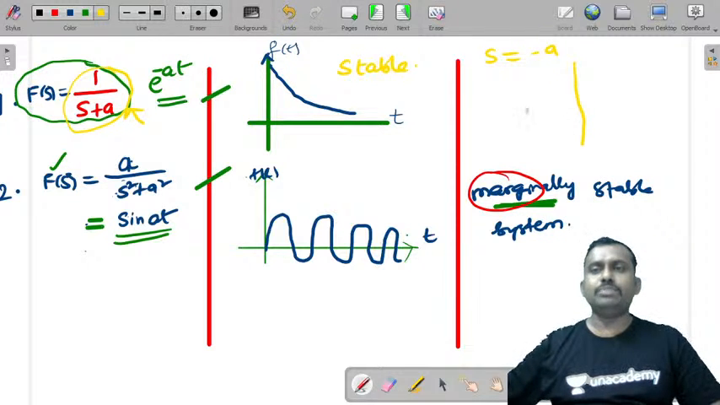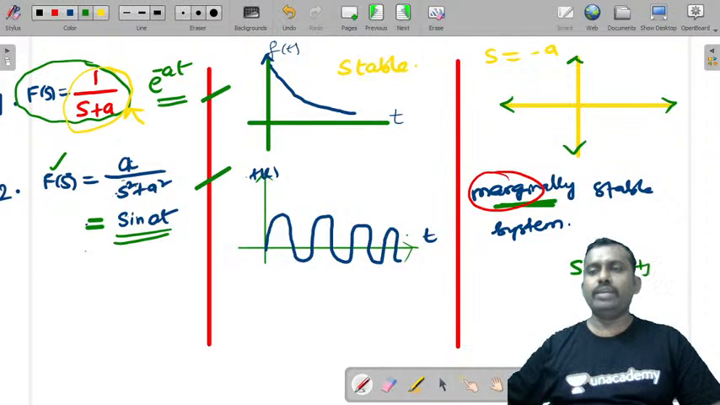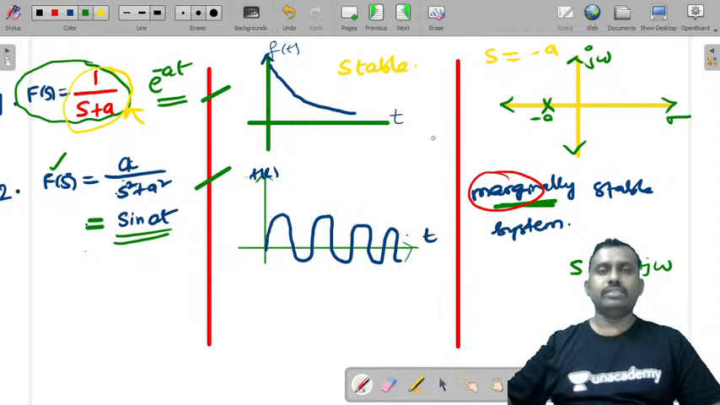Now if you try to plot this in s plane, let us consider this as an s plane. If this is s plane, s is equal to sigma plus j omega. So this is the real axis, this is the imaginary axis. S is equal to minus a will lie somewhere on the negative real axis. So whenever you have a root on the negative real axis, we can say that the system is a stable system.